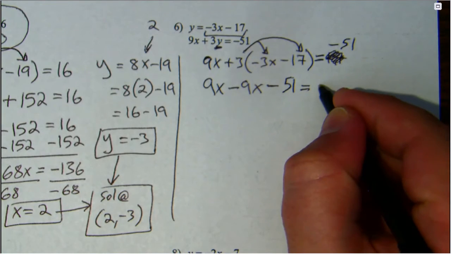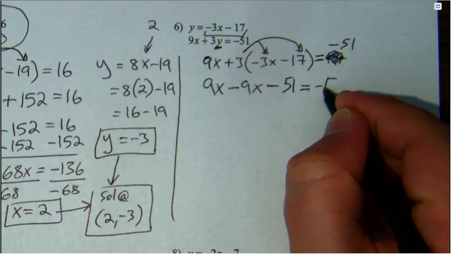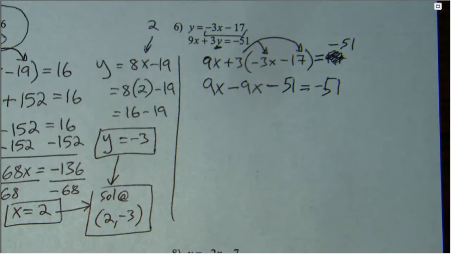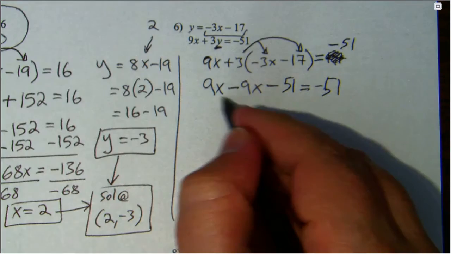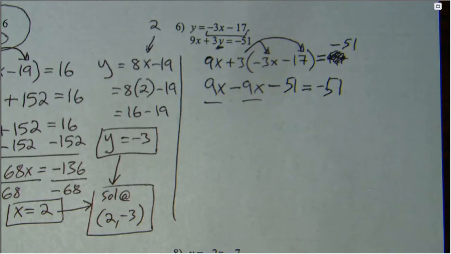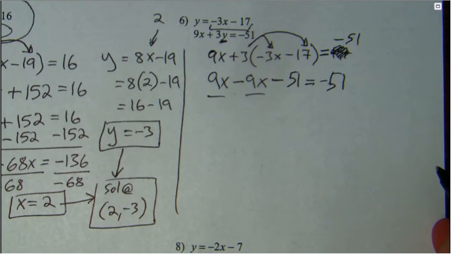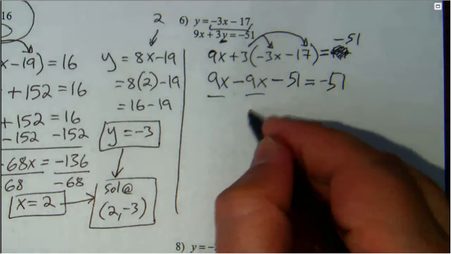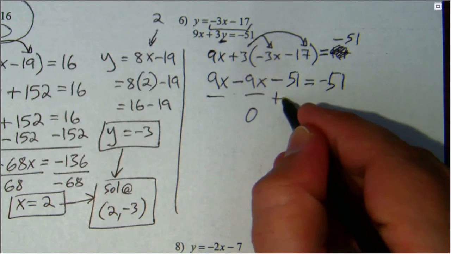Oh, this is nice. Do you guys see what I see? Can I combine the x's? No. What's 9 minus 9? Oh, 0. Let's add this 51.